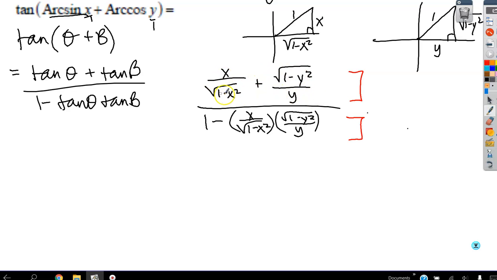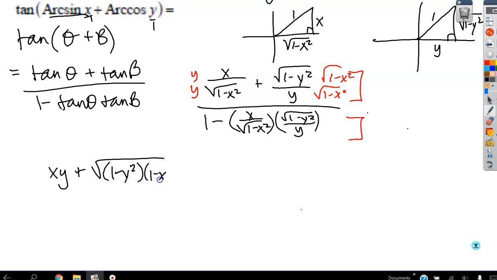So let's look at this. Here, I'm going to do common denominators. So like this guy needs a y, and this guy needs a root 1 minus x squared. So on top, I have xy plus, technically those can both be in 1 square root, so I'm going to go ahead and do that, over the common denominator.